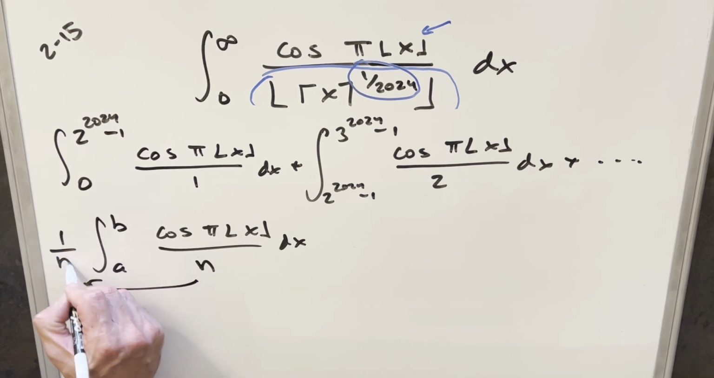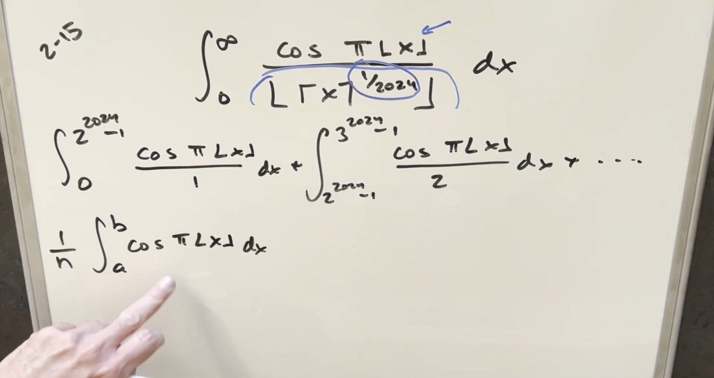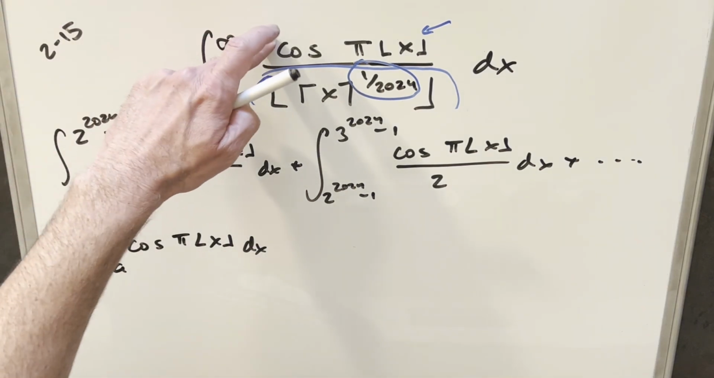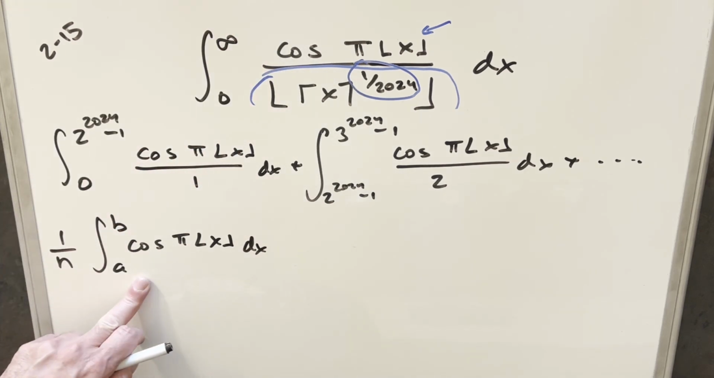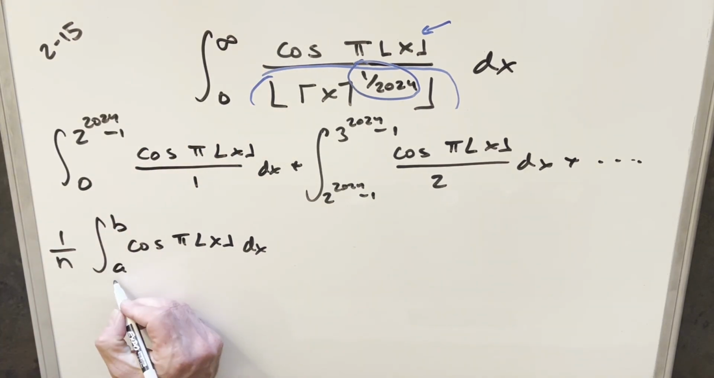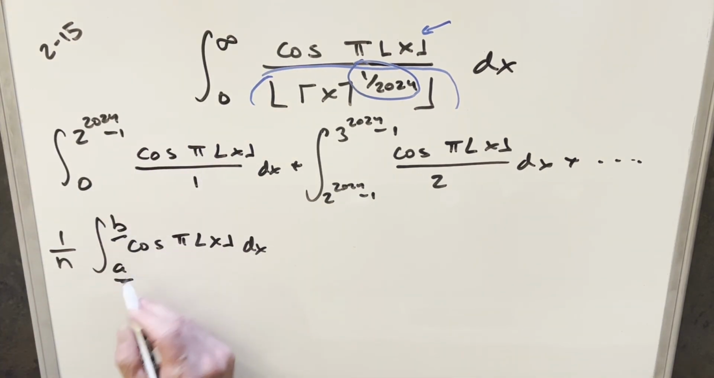We can have a 1 over n in front. But now from here on this integral, what I can do is the thing that I wanted to do originally, which is break this up on integers. And keep in mind, we know that the way we have this split up, a and b are already going to be integers for our starting points.